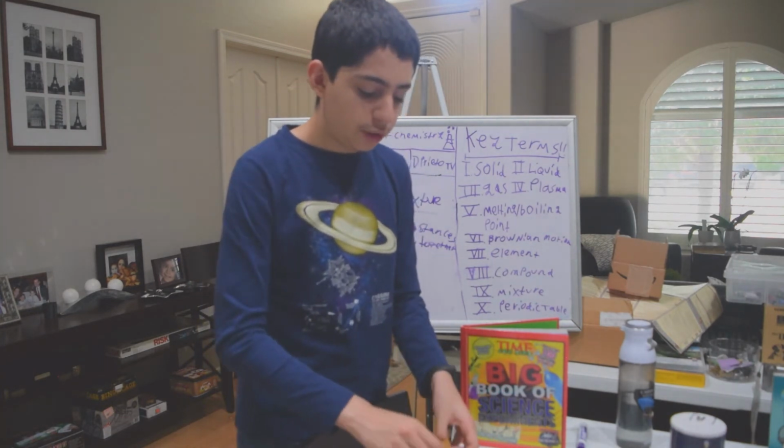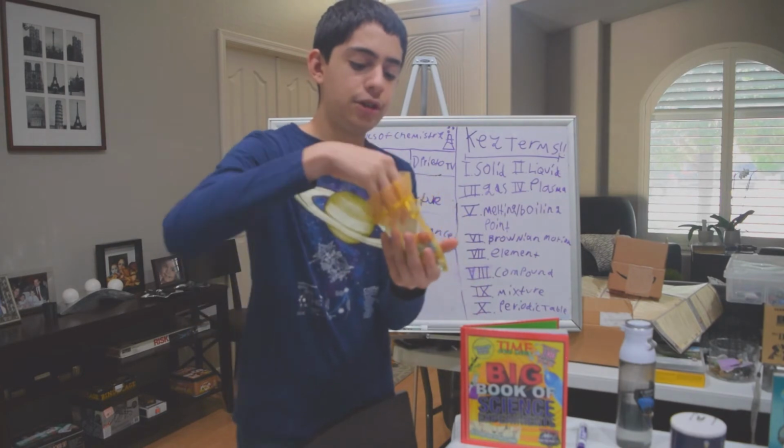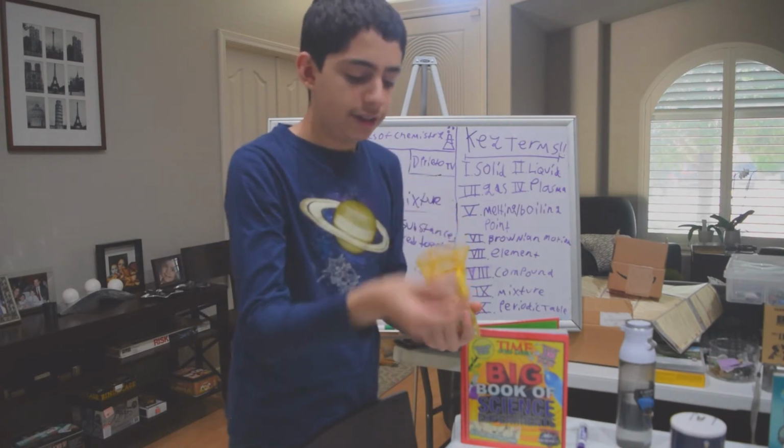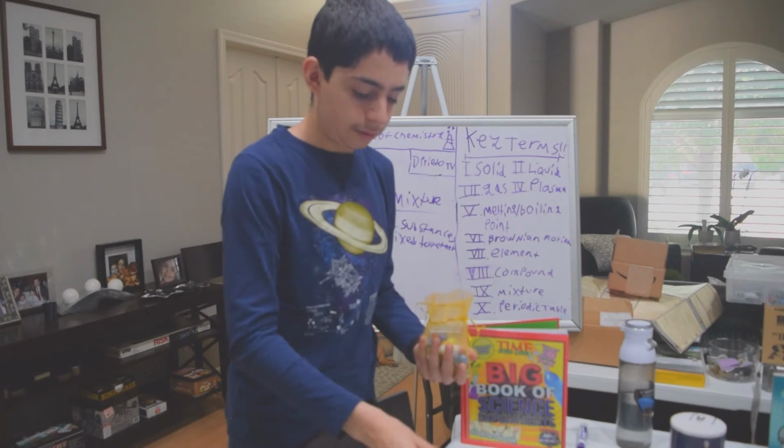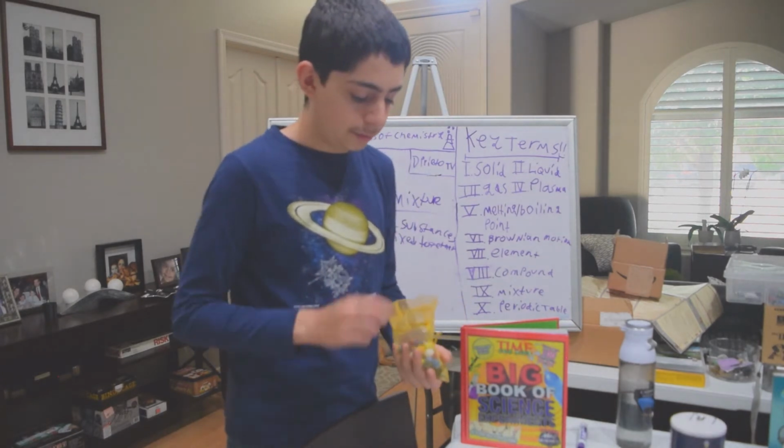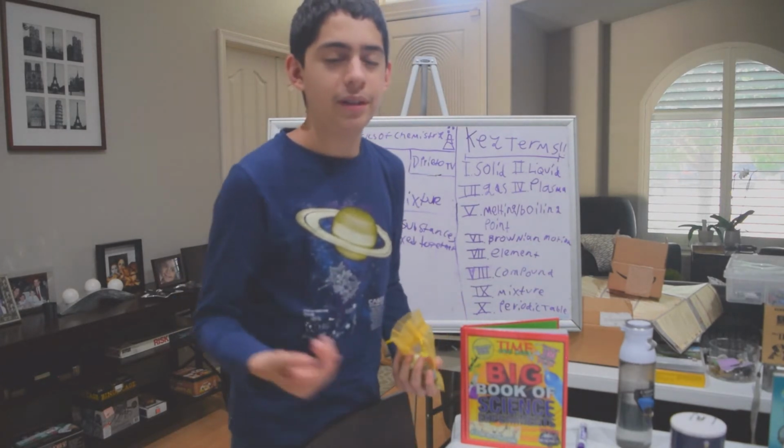What I mean by physical means is, for example, this is your mixture. You can take out a yellow, you can take out a red, you can take out multiple. So basically, that's what a mixture is.